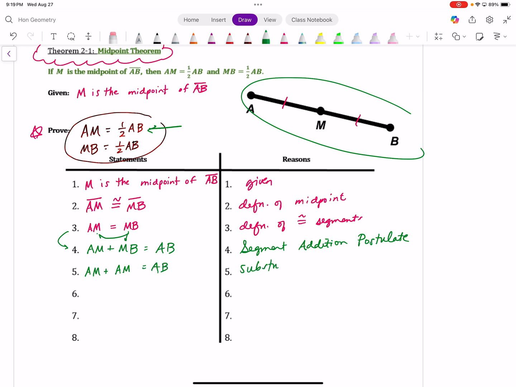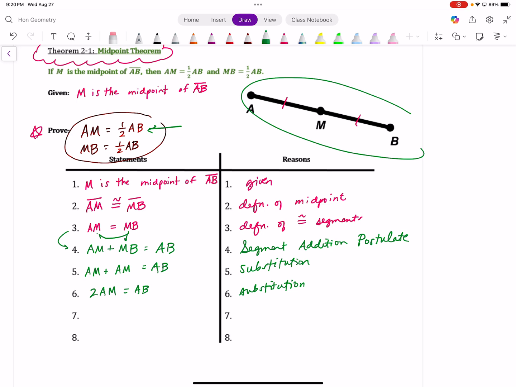I substituted something of equal value into this equation. So that gives me 2AM is equal to AB. And that's also a substitution. They never told you that AM plus AM was 2AM, but you know that because when you add two like terms, then you have two of those like terms. You know that AM plus AM is the same thing as 2AM.